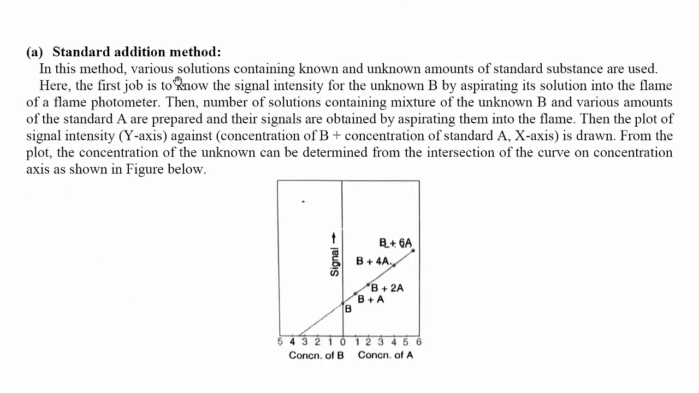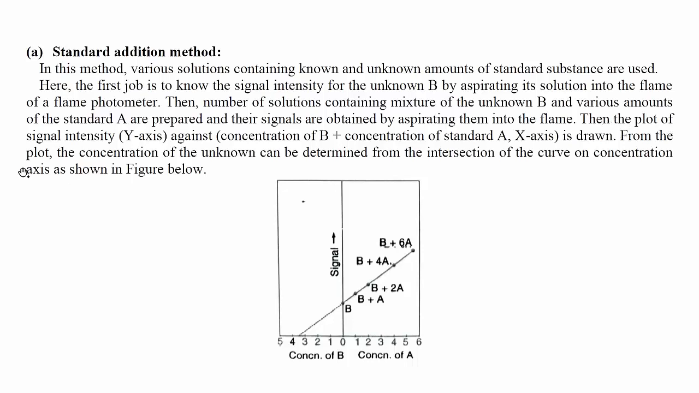Standard addition method. In this method, various solutions containing known and unknown amounts of standard substance are used. Here, the first job is to know the signal intensity for the unknown B by aspirating its solution into the flame of a flame photometer. Then, a number of solutions containing a mixture of the unknown B and various amounts of the standard A are prepared, and their signals are obtained by aspirating them into the flame.